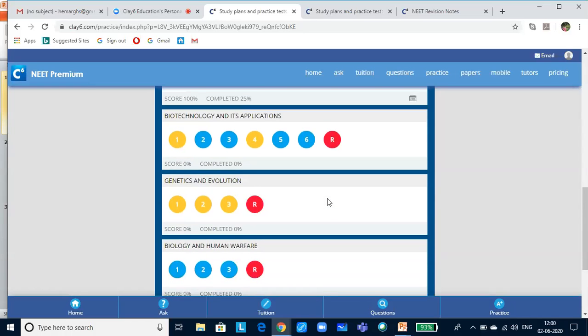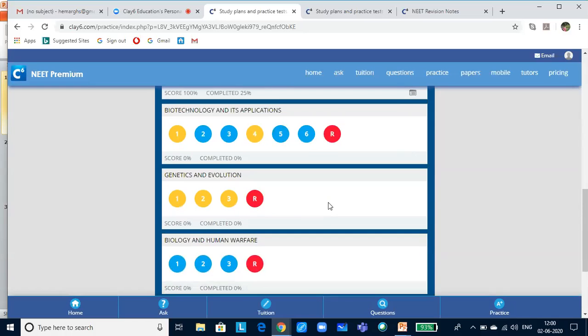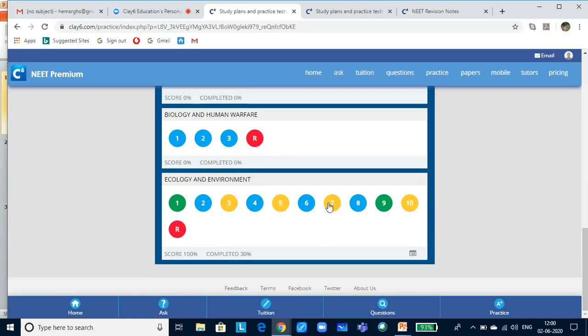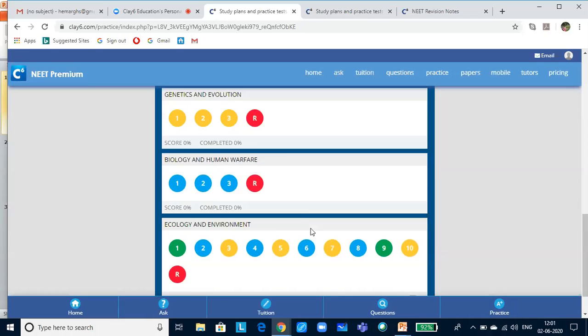Now, if you look at each and every chapter, there are a lot of tests, and all these are based on their importance in the NEET exam and also the complexity of the textbook. Once you have completed all the lower levels of the test, you can click on the red bar button, which is a randomized test. This red bar randomized test will help you to analyze your strengths and weaknesses. It will help you to analyze whether you are able to recall, whether you are able to apply the concept.